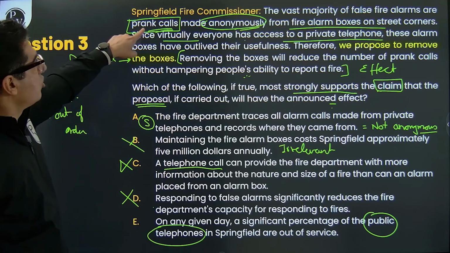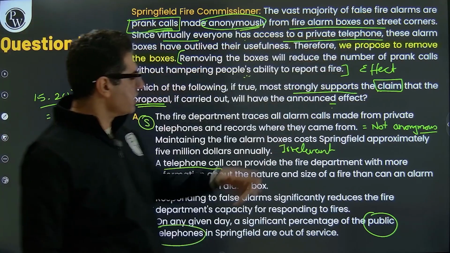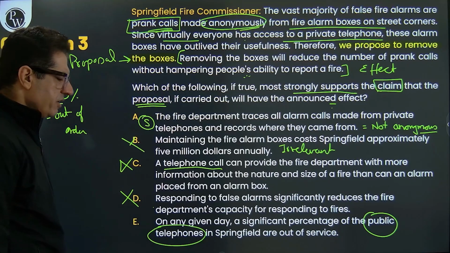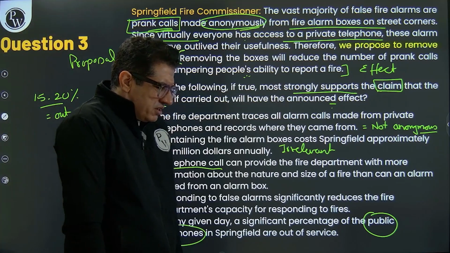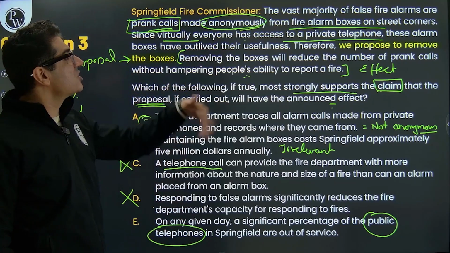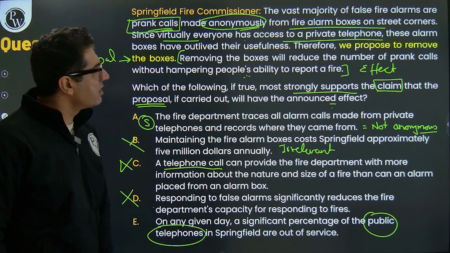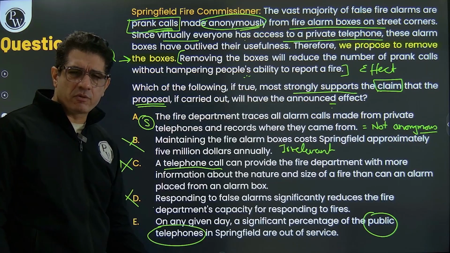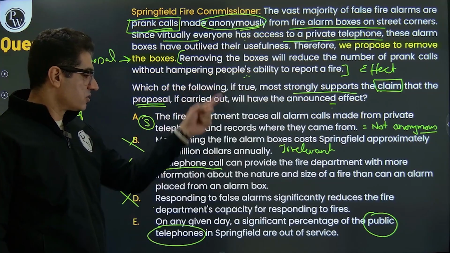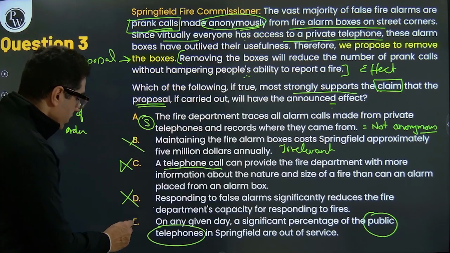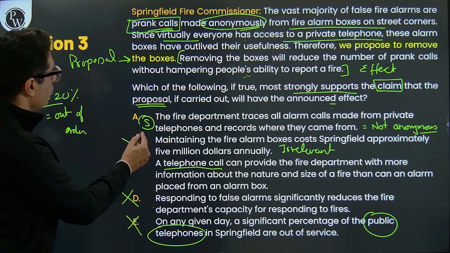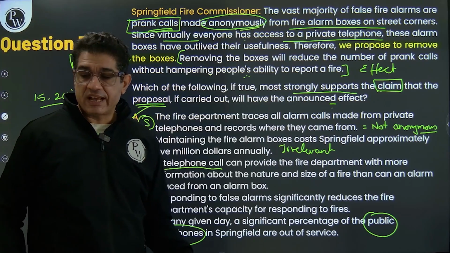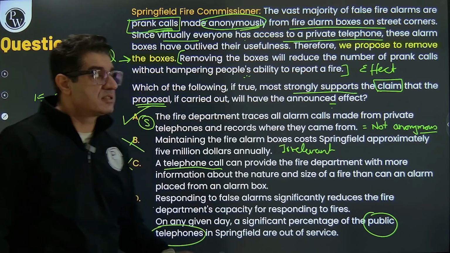And since these calls are part of fire alarm boxes on street corners, they are part of those public telephones. So if 15 to 20% of them are out of order, if we remove the rest of them, won't it affect our ability to report a fire? The rest of them were working, people could have called. So this again does not go on to support it. You can remove it. So A is the only one that strengthened it, and that is why that should be the one chosen as our desired answer.